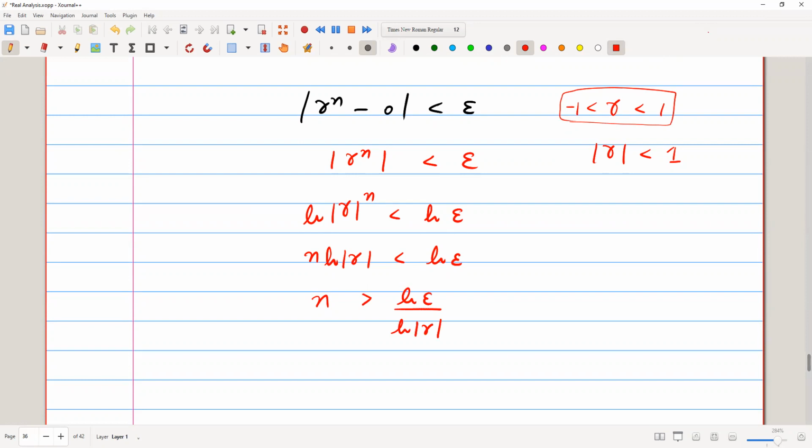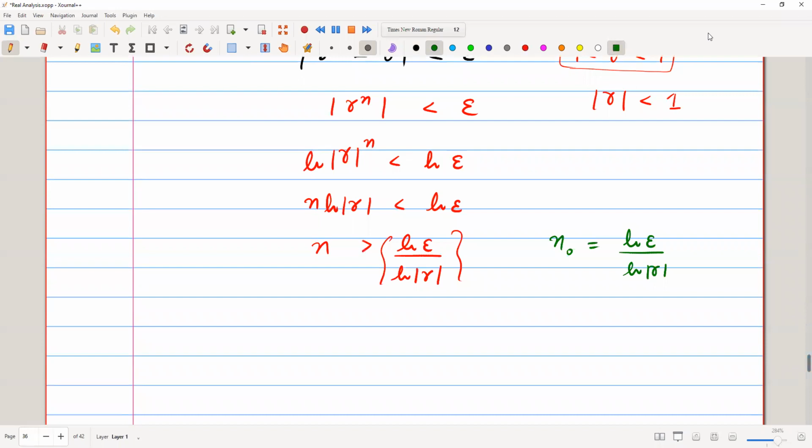Now, because this thing is finite, n naught equals ln epsilon over ln|r|. Therefore, this is finite every time, because everything we get here is some finite number. Only for zero do we have ln 0 going to infinity. So if the denominator is infinity, it doesn't matter, because a numerator divided by infinity is zero. So n is greater than zero, yes, of course.